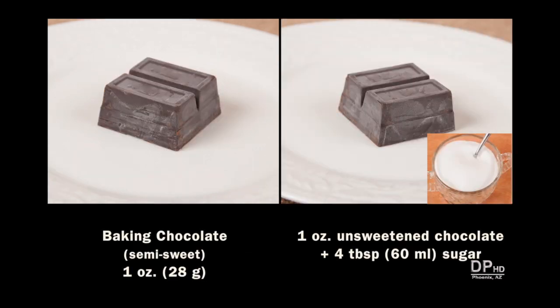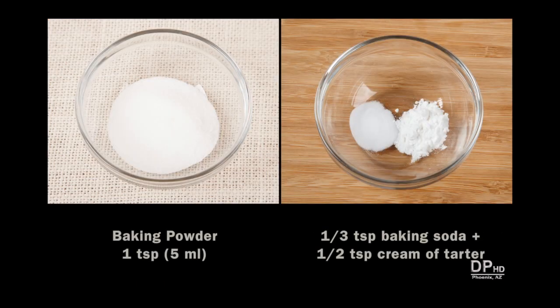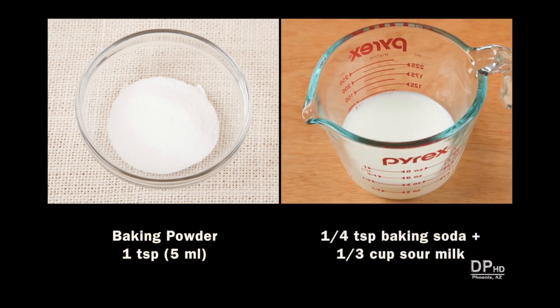1 ounce of semi-sweet baking chocolate is equivalent to 1 ounce of unsweetened chocolate plus 4 tablespoons of sugar. For 1 teaspoon of baking powder, substitute 1/3 teaspoon of baking soda plus 1/2 teaspoon of cream of tartar. You can also dissolve 1/4 teaspoon of baking soda in 1/3 cup of sour milk. When using baking soda and sour milk, reduce other liquid ingredients by 1/3 cup.